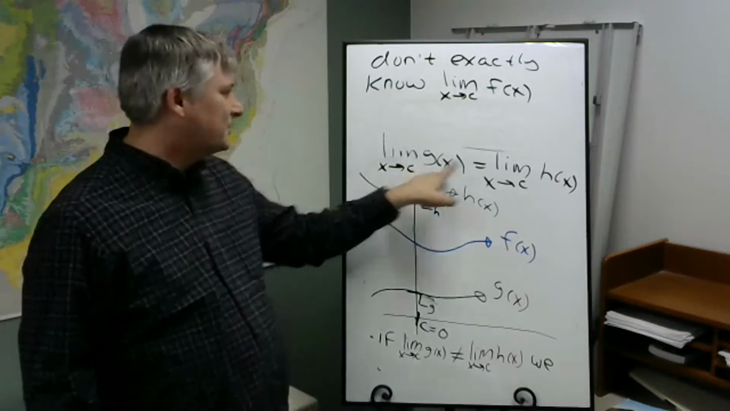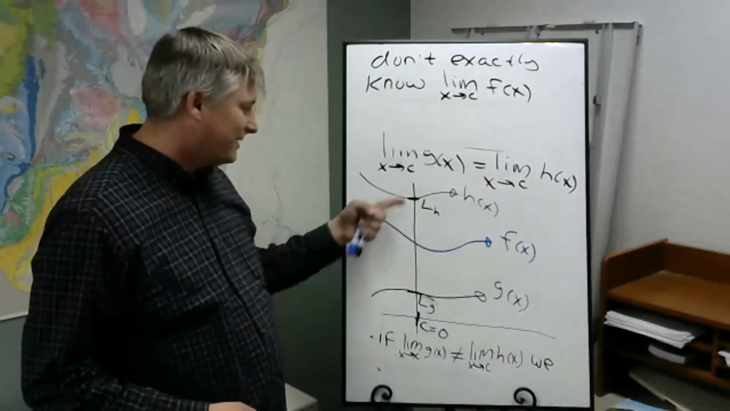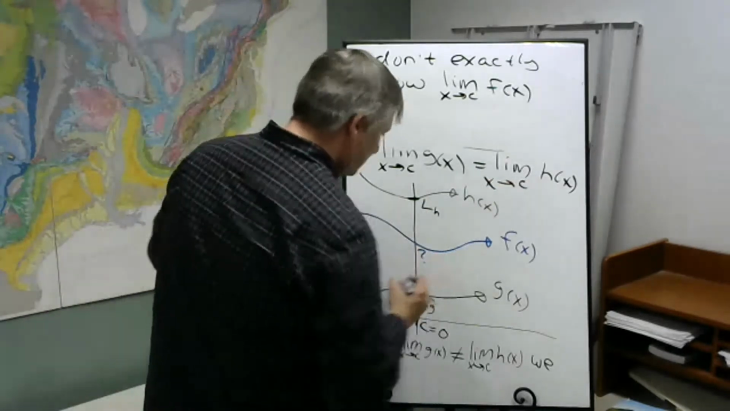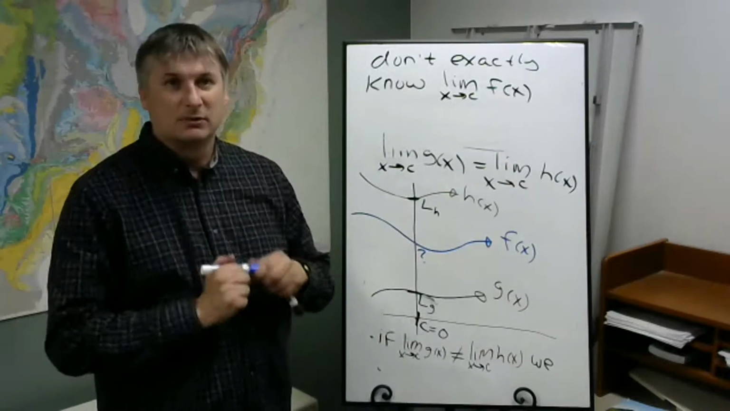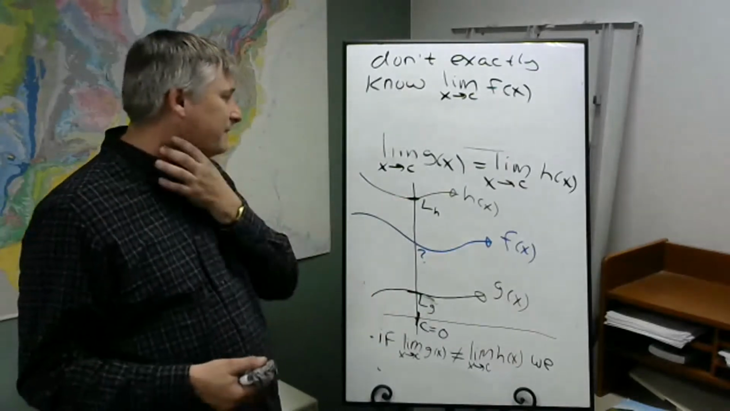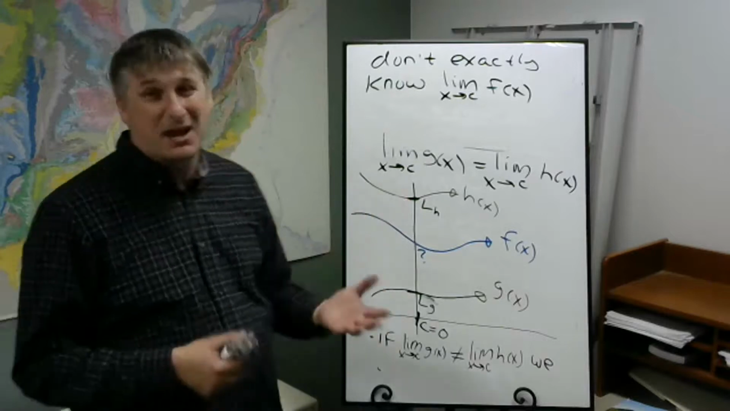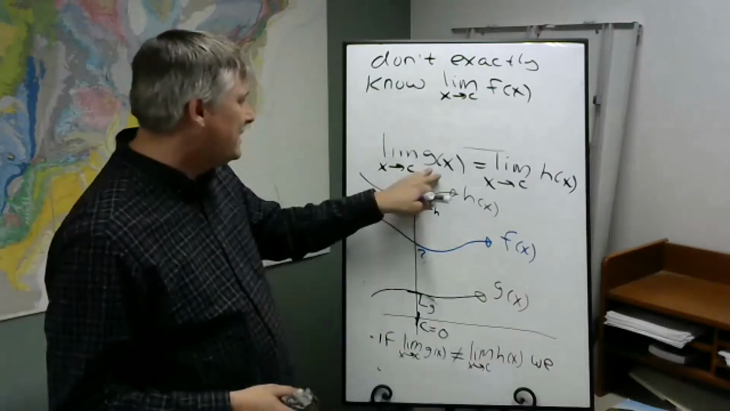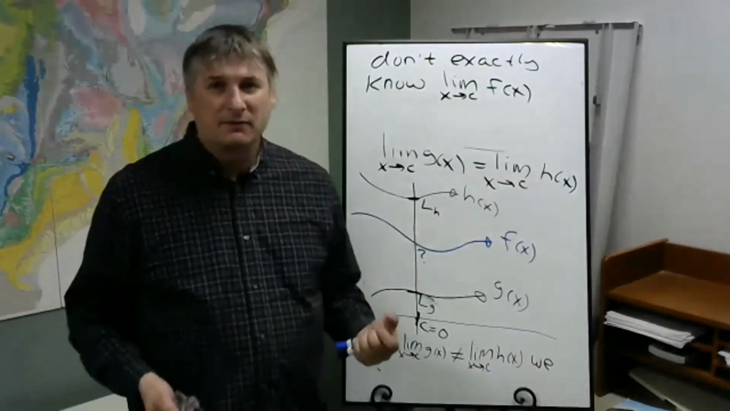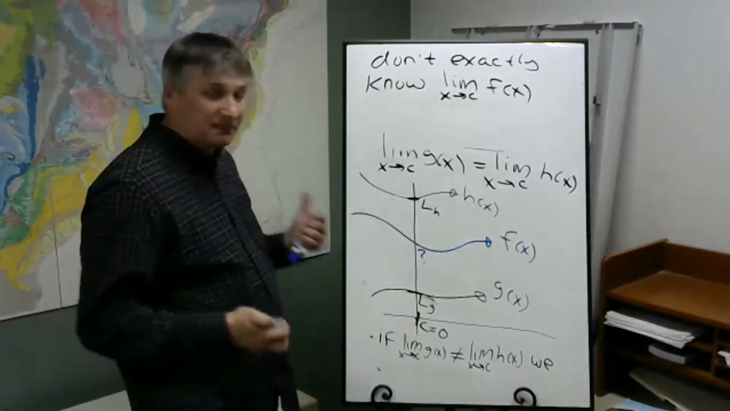You do need this condition to hold, otherwise you could get something like this. And we still don't really know where f of x's limit is. Now, this isn't for nothing. This does tell you whatever the limit of f of x is, it's not above this value and it's not below this value. So that does count for something. But you need these two limits to be equal to each other to find the limit of f of x, the function between these two functions. All right.